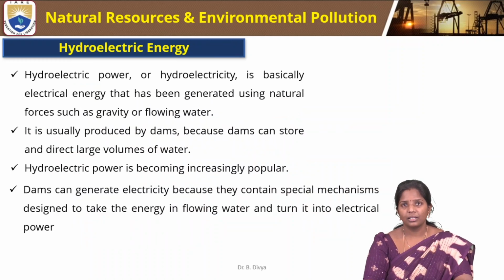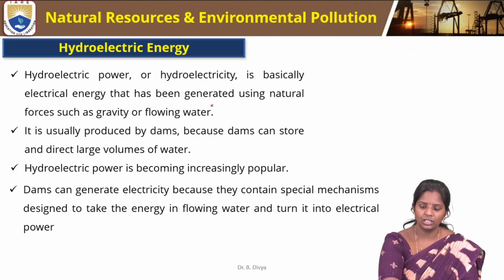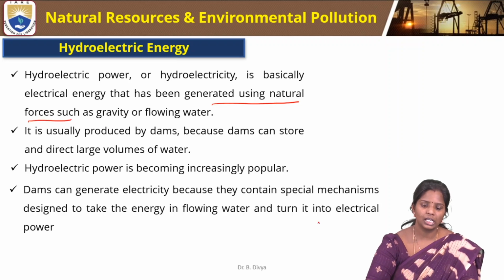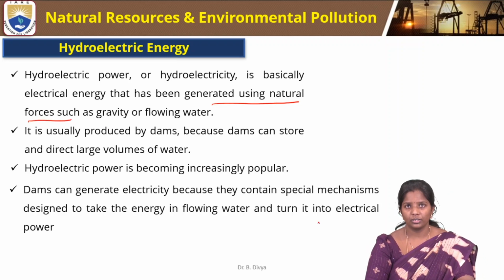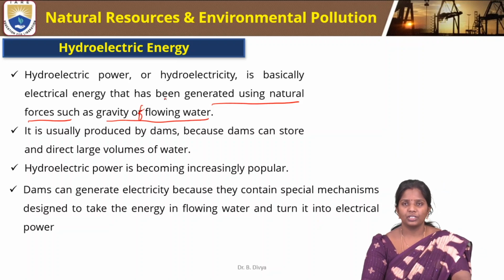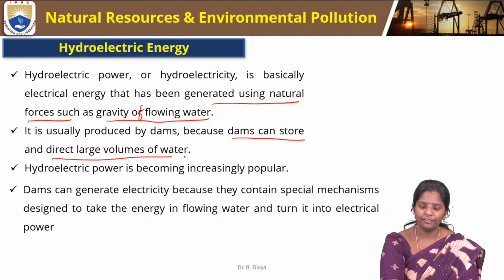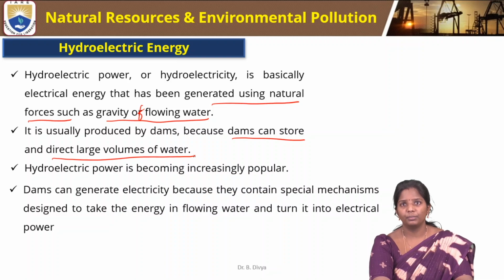Next is the hydroelectric power that is produced. So hydroelectric power or hydroelectricity is usually the electricity that is produced or generated from natural forces such as gravity of flowing water. So from the flowing water, we produce this hydroelectric energy. It is usually produced from dams, because dams can hold large amounts of water. So a lot of water will be present in dams. Therefore, these hydroelectric power plants are nearby dams.